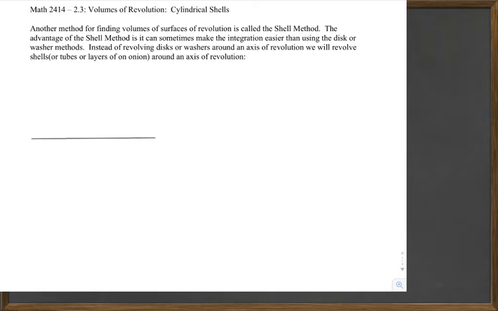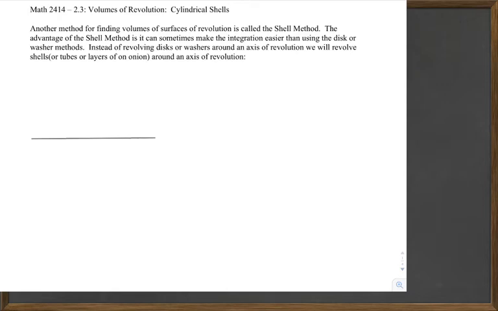The advantage of the shell method is it can sometimes make the integration easier than using the disk or the washer method. We'll do some examples where either the disk or the washer method is easier or the shell method is easier. Instead of revolving disks or washers around an axis of revolution, we will be revolving shells, or layers of an onion, around an axis of revolution.